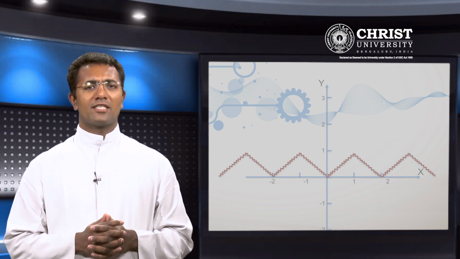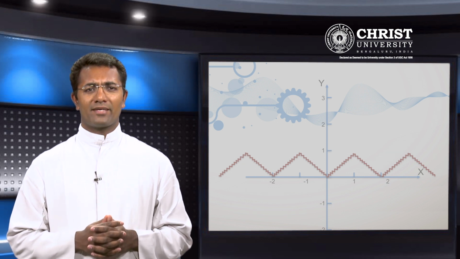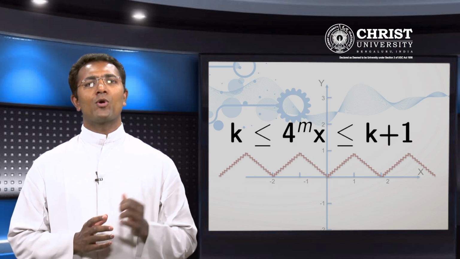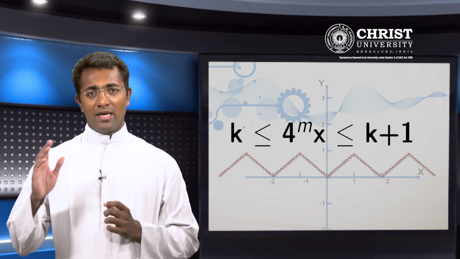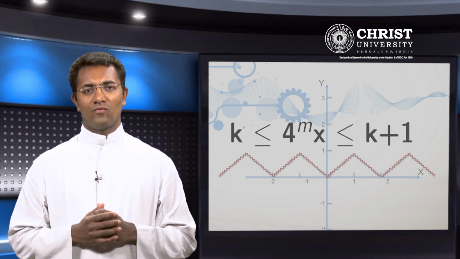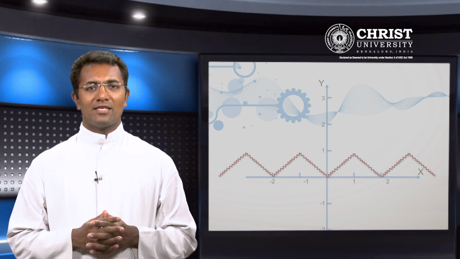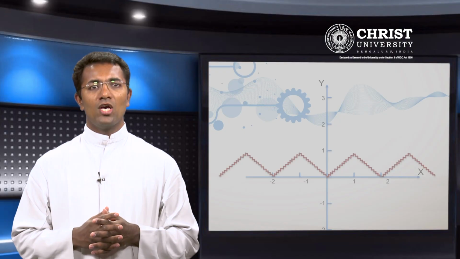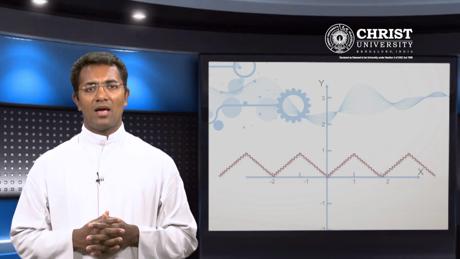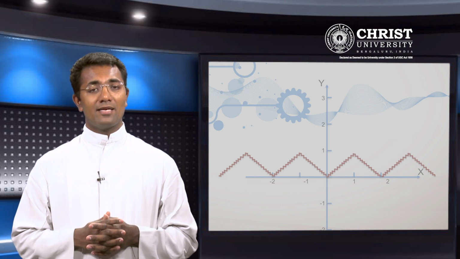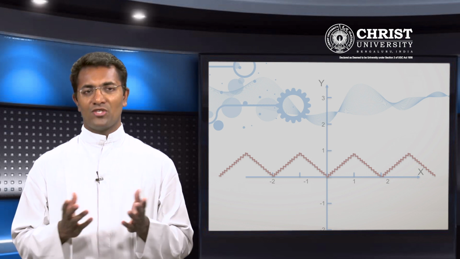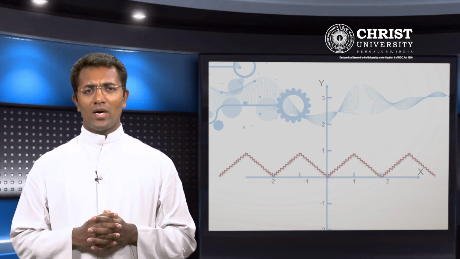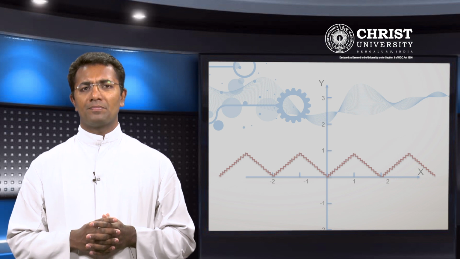For each positive integer m and for every real number x, we can find an integer k such that k is less than or equal to 4 power m into x less than or equal to k plus 1. For example, if x is an integer, 4 power m into x itself is the k or k plus 1. As 4 power m into x is a real number, it is not hard to find such a k.